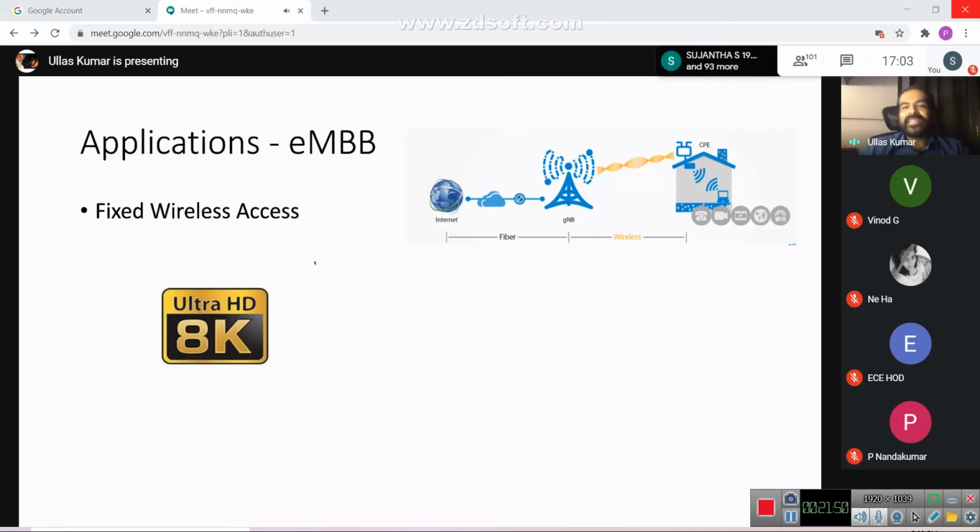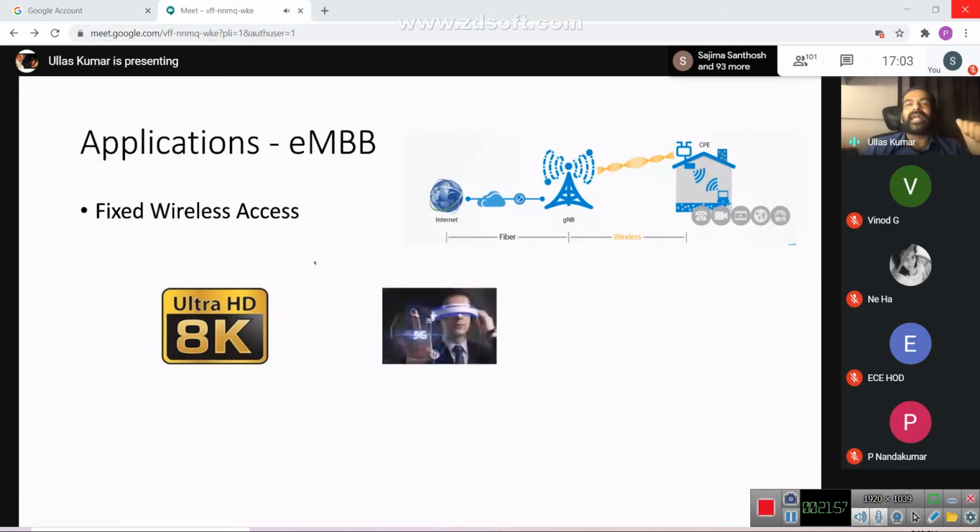What are the applications with that? HD, Ultra HD today needs 20 plus Mbps. And if you see, 4G is barely there. But when we move to 8K, you need something like that.